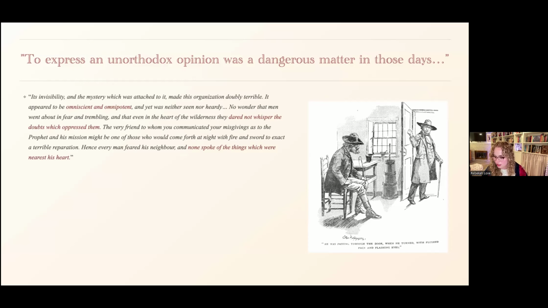No wonder that men went about in fear and trembling, and that even in the very heart of the wilderness, they dared not whisper the doubts which oppressed them. The very friend to whom you communicated your misgivings might be one of those who came forth at night with fire and sword to exact a terrible reparation. Hence every man feared his neighbor, and none spoke of the things which were nearest his heart.